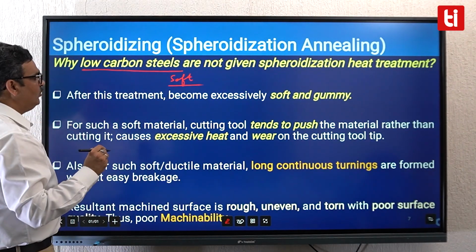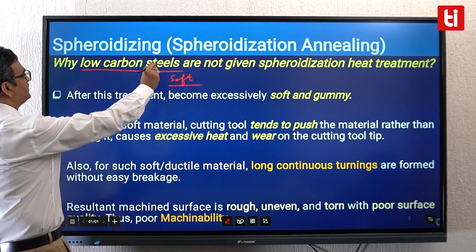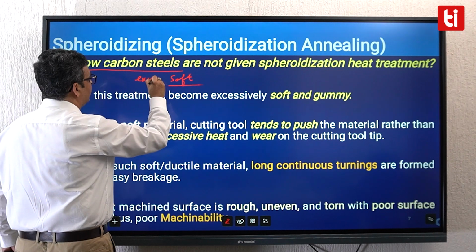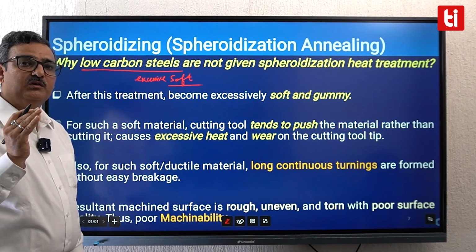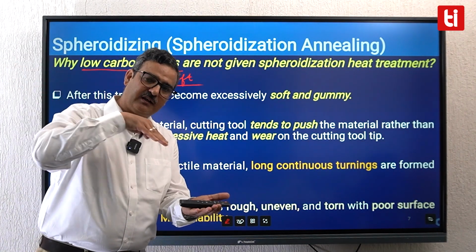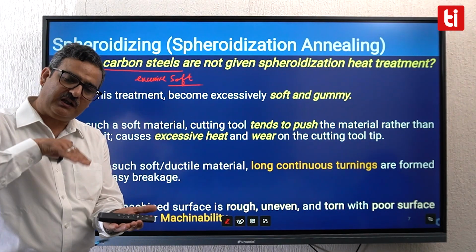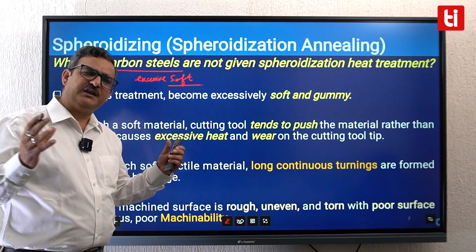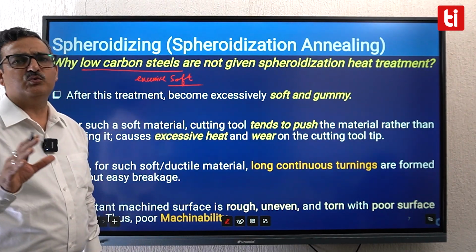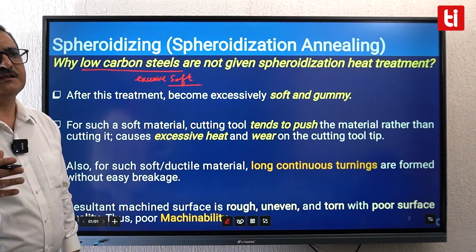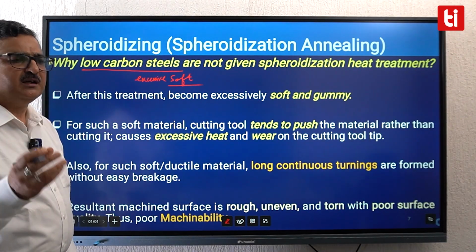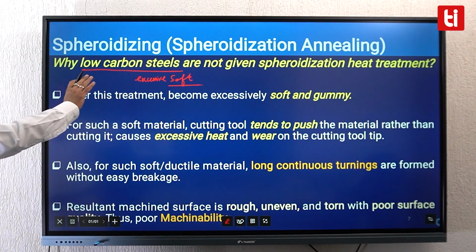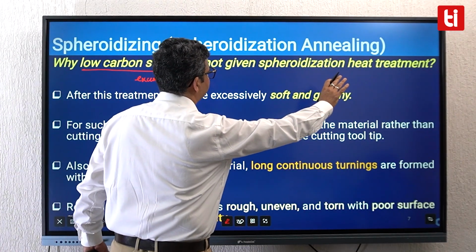So when you try to machine low carbon steels which were subjected to spheroidization annealing, because these steels have become excessively soft, the cutting tool will, when it tries to machine or cut them, rather keep on pushing them and not be able to cut them because any reaction is not coming. So these steels become very soft, very gummy, and the cutting tool is not able to cut through them. Rather, it keeps on pushing them, providing a lot of heat, which blunts your cutting tool and damages the surface. So low carbon steels should not be given spheroidization annealing.